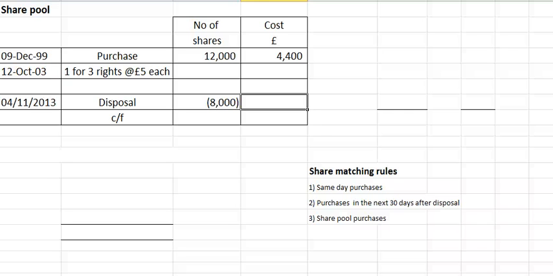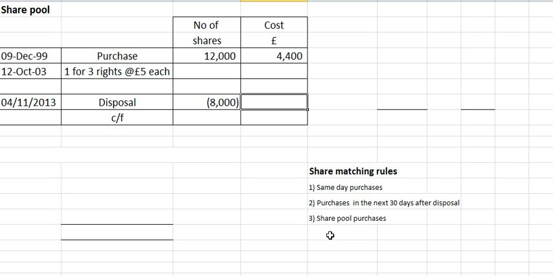Okay, this is a quick example of how to complete a share pool, which you most definitely, if you're doing an AAT exam, will be asked to complete. Remember, you've got to remember your share matching rules, as you can see down here. You have to dispose of shares in a particular order, so if you dispose of shares on the same day you bought shares, you've got to dispose of those first. If you bought shares in the next 30 days after disposal, they would be the ones you dispose of second, and then the final place you would dispose of shares is in the share pool.